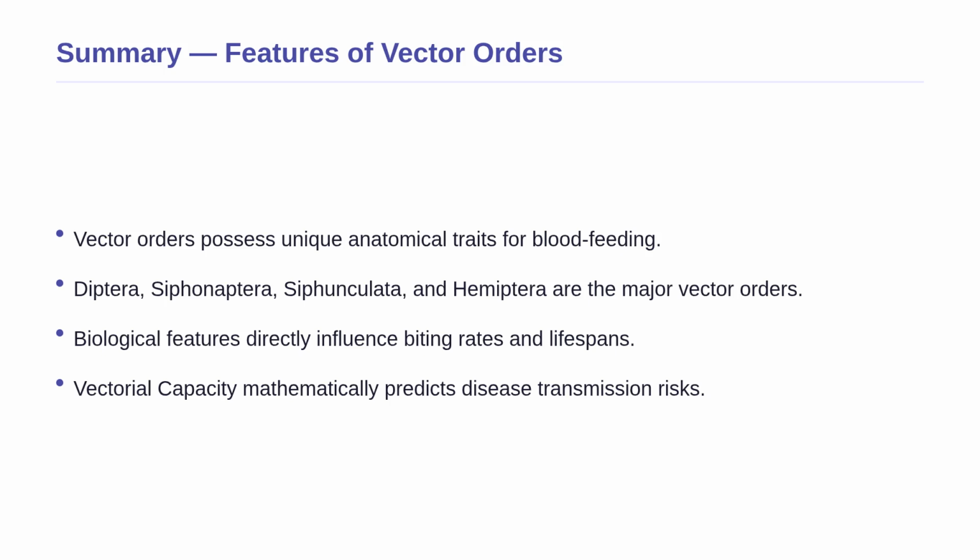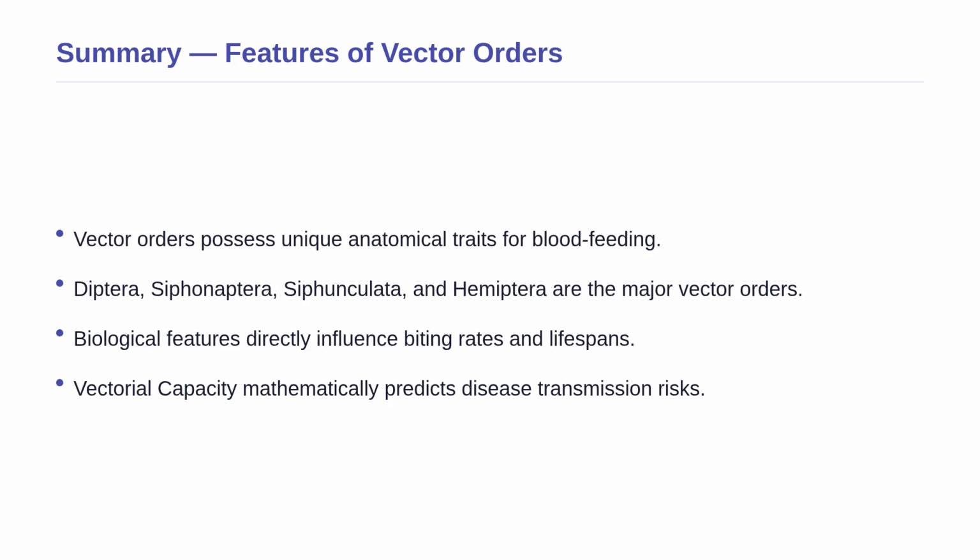We have covered a lot of ground today, so let us review the key takeaways. First, we learned that insect orders like Diptera, Siphonaptera, Siphunculata, and Hemiptera possess highly specialized anatomical and physiological features that perfectly equip them to be efficient disease vectors.